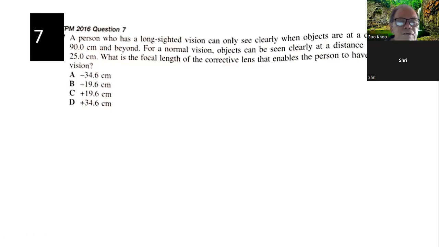A person who has a long-sighted vision can see clearly when objects are at a distance 90 cm and beyond. For normal vision, an object can be seen clearly at a distance as near as 25 cm. What is the focal length of the corrective lens that enables a person to have a normal vision?